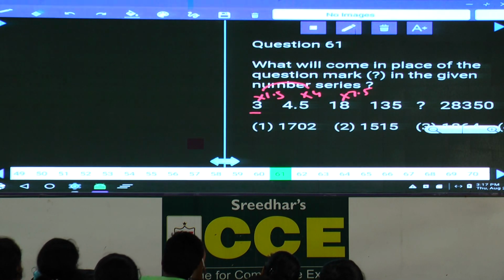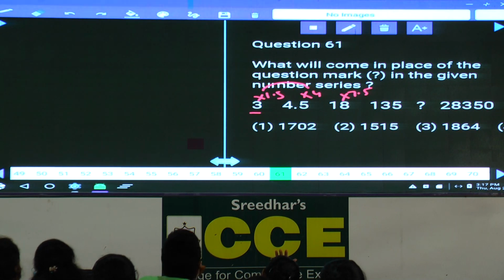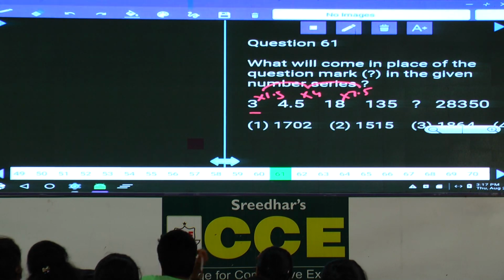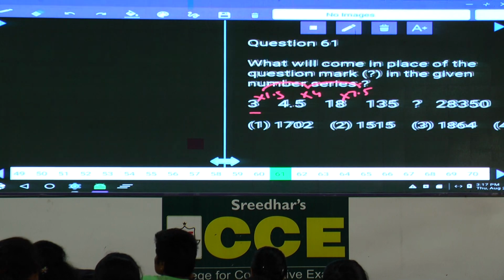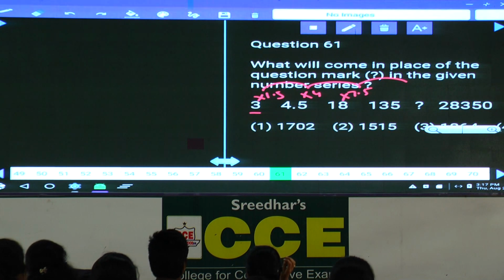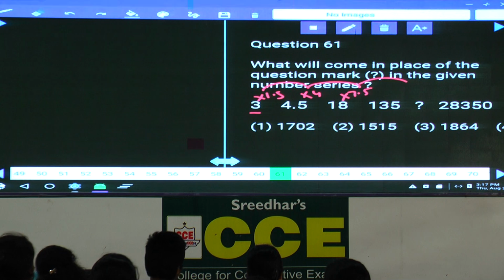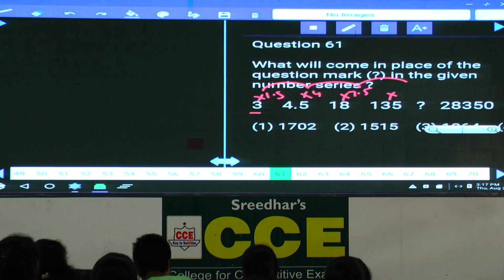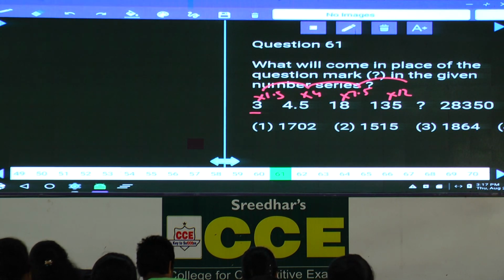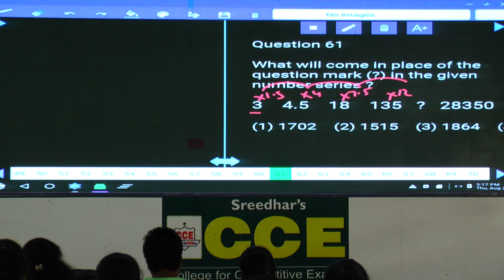1.5 and 4, what is the difference here? 2.5. And 4 and 7.5, 3.5. 2.5, 3.5, next one must be 4.5. 7.5 plus 4.5 is how much? 12. Now this 135 into 12. Now 135 into 12 means the last digit must be what? The last digit must be 0, isn't it? Hence 135 into 12.